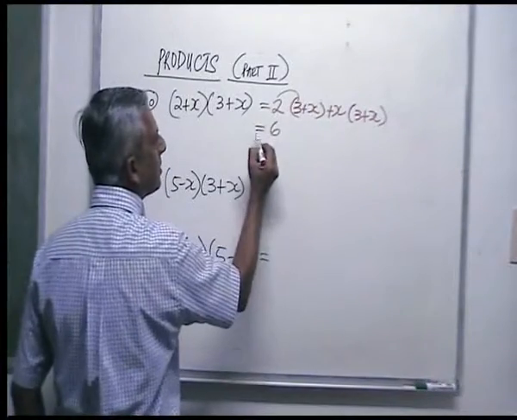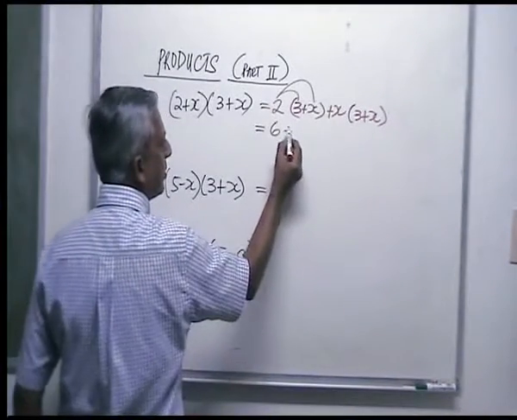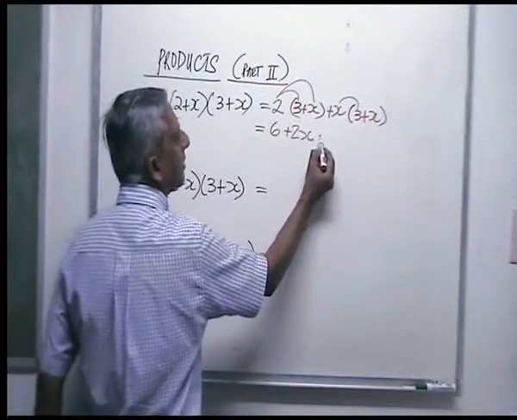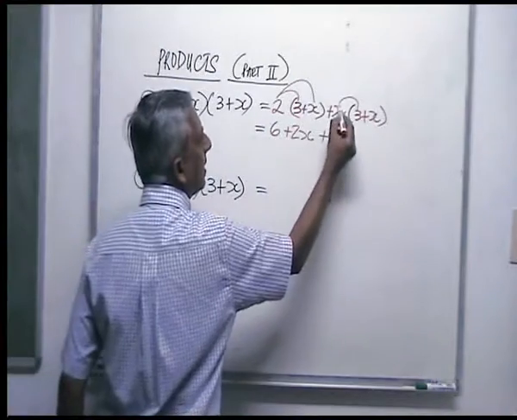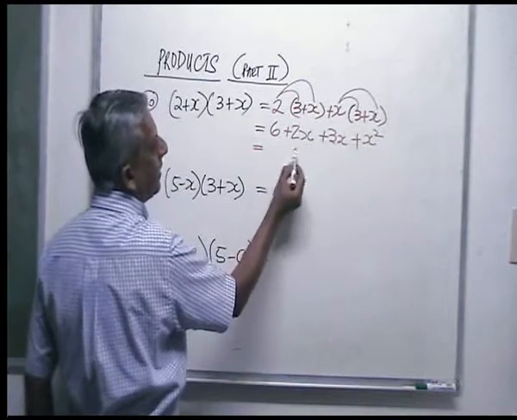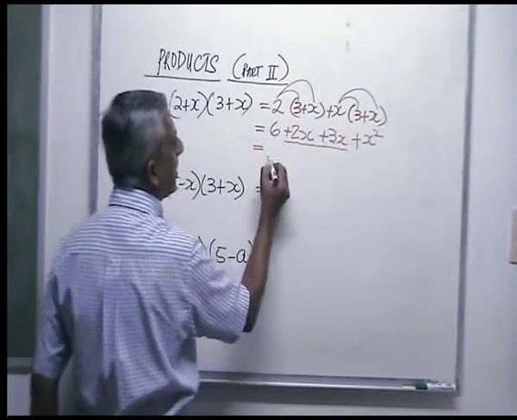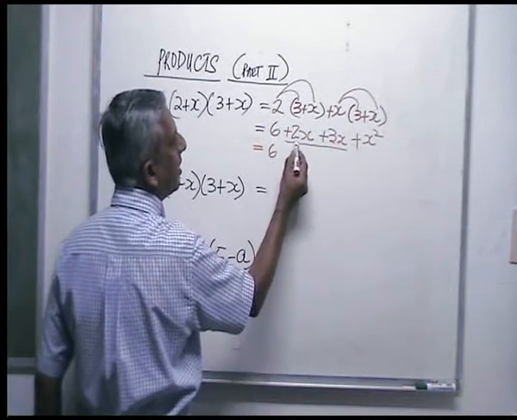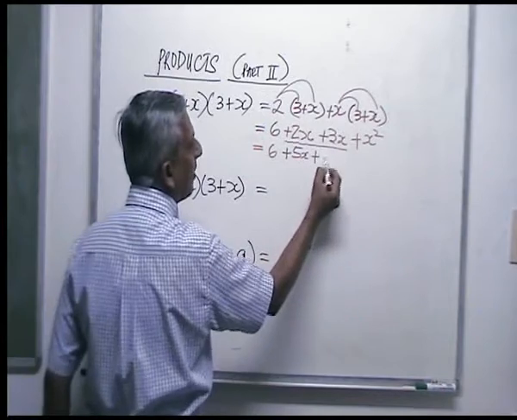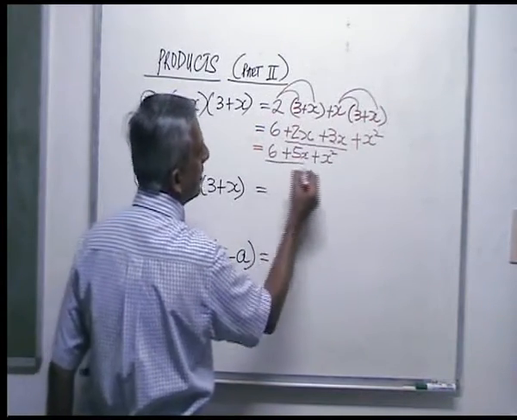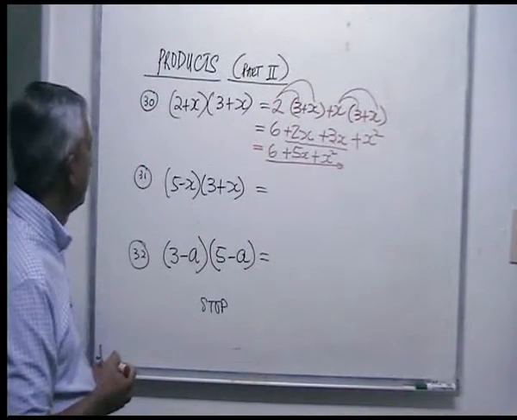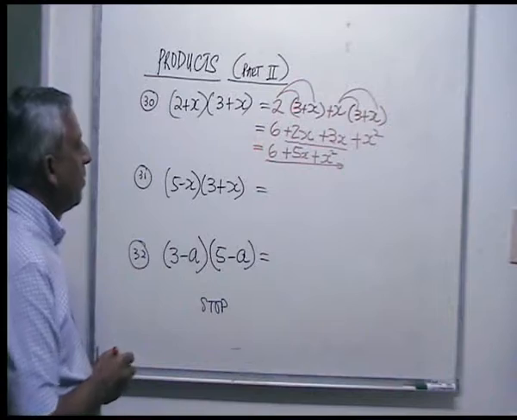2 times 3 gives you 6. 2 times x gives you plus 2x. X times 3 gives you plus 3x. X times x gives you plus x squared. And then when you look in the middle, you have some like terms. So there, bring down the 6. 2 plus 3 will give you 5. So it's 5x. Bring down the x squared. So there's your answer for number 30. Now we move on to number 31.